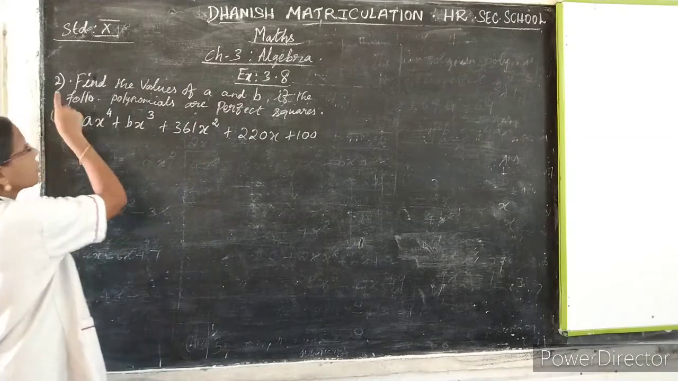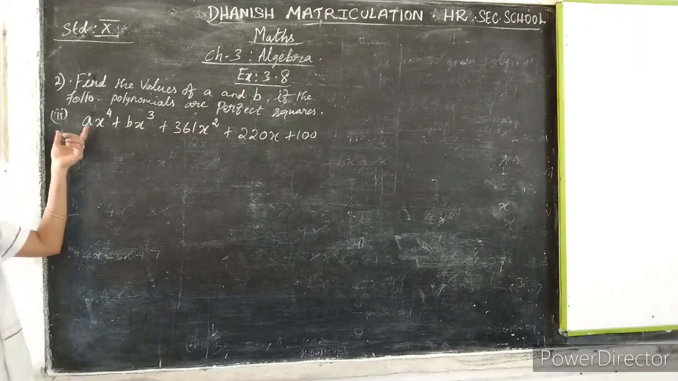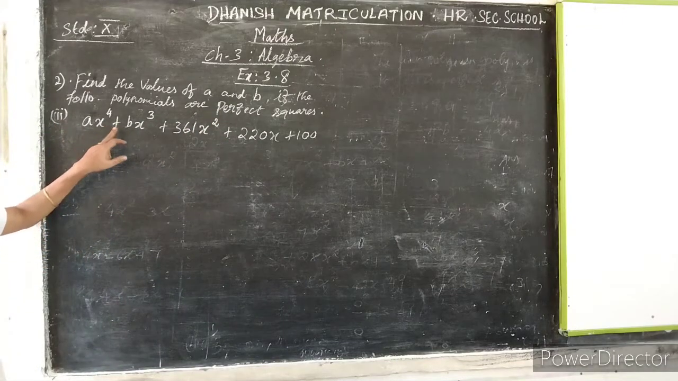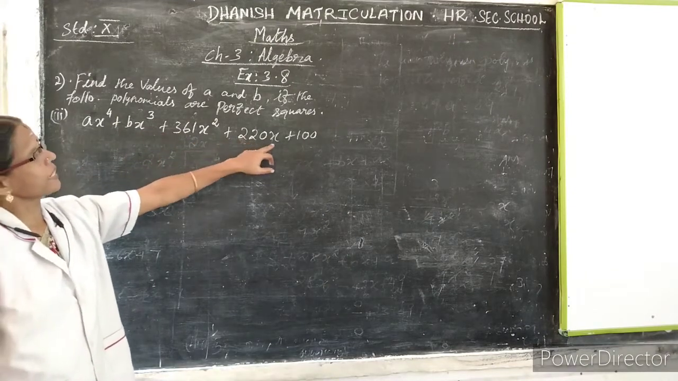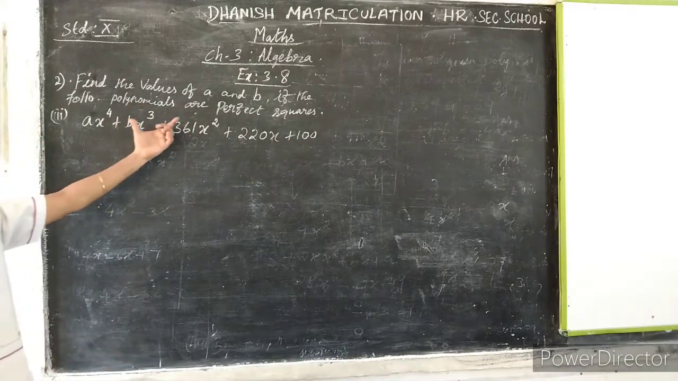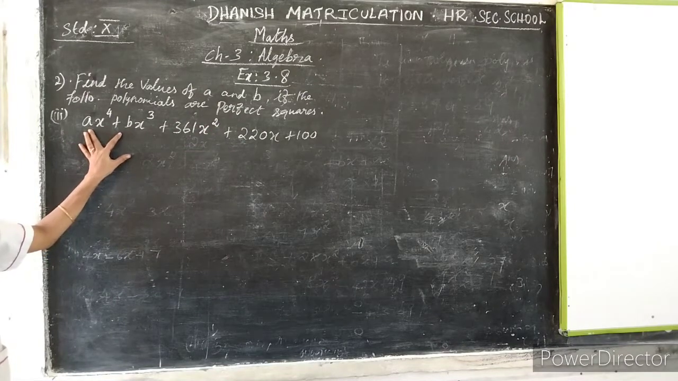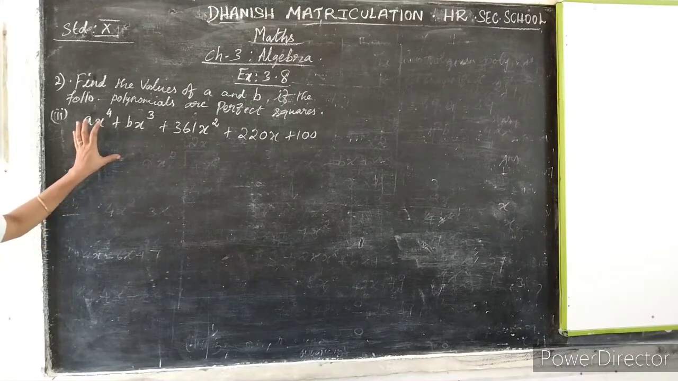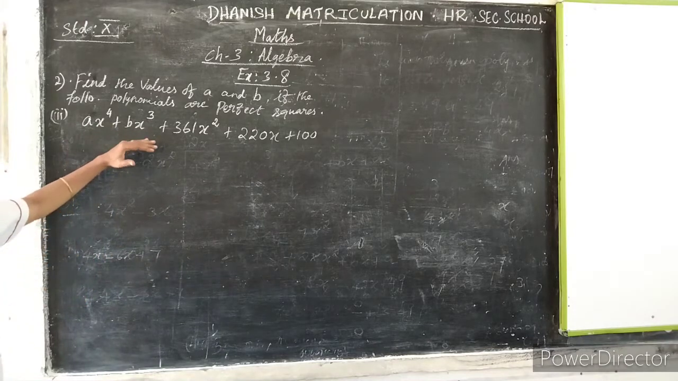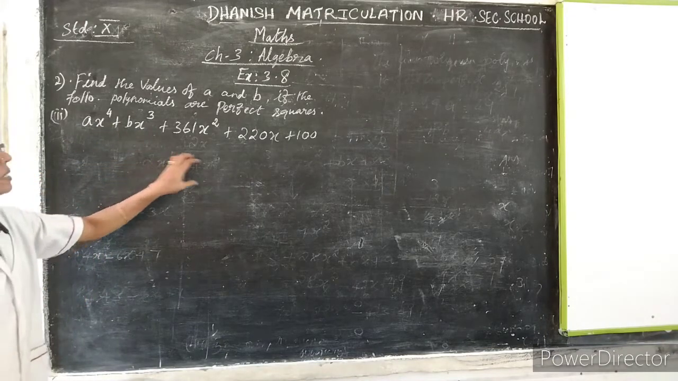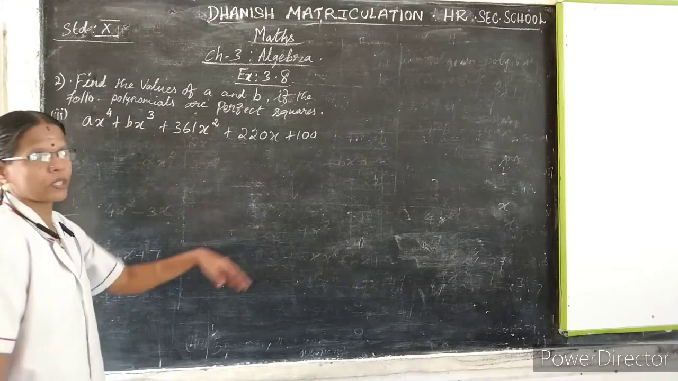Now from Exercise 3.8 Question number 2, find the values of a and b if the following polynomials are perfect squares. Second subdivision: ax^4 + bx^3 + 361x^2 + 220x + 100. The given polynomial is a perfect square. Here the unknowns are in the first terms of the polynomial. In the square root method, the unknowns should be in the last terms of the polynomial. So we should rearrange the polynomial: first write the constant term, then the x term, then x^2, then the x^3 term, last only the x^4 term.